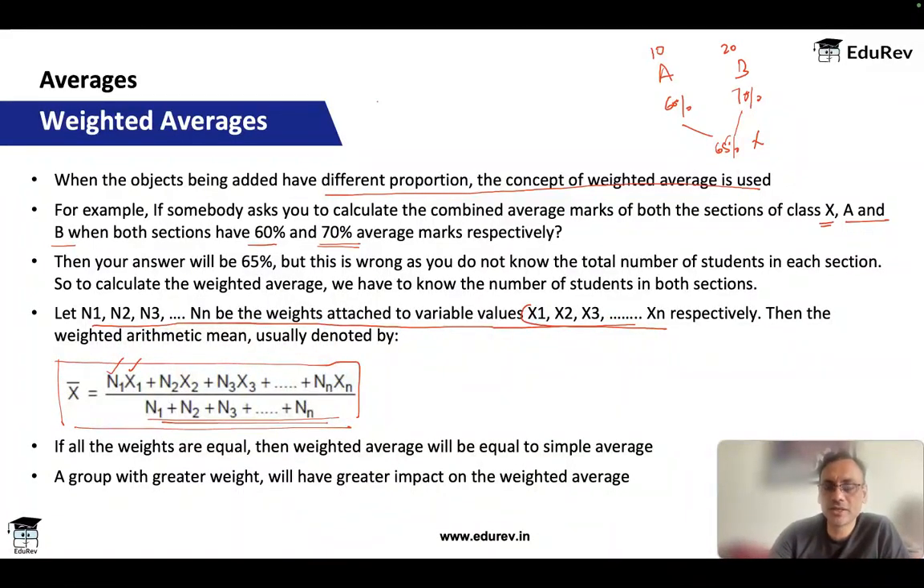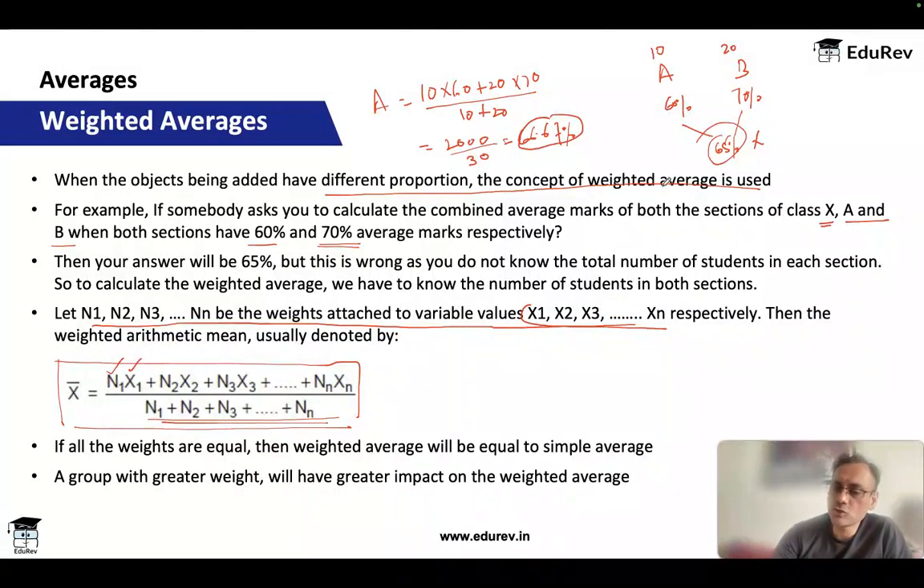So what I'll do here is, my average will be 10 into 60%. So 10 into 60 plus 20 into 70 upon 10 plus 20, which will give me 2000 upon 30, which will be 66.67. So this will be the answer, not this.